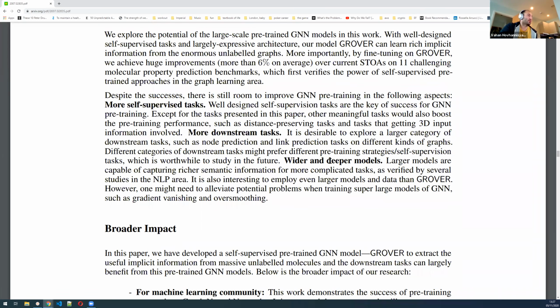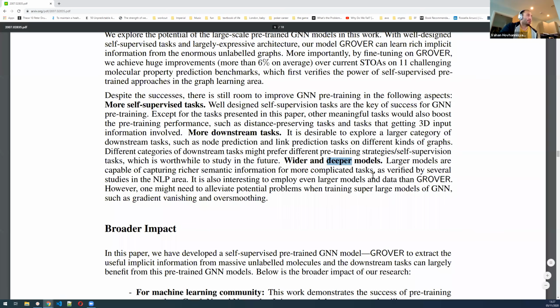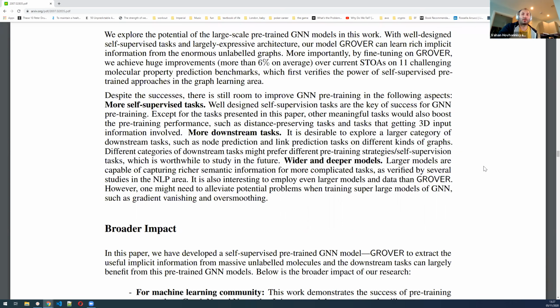They also do mention deeper models, right? They mentioned that as a future study, they would want to look at deeper models. So that explains why they didn't mention the multiple layers.